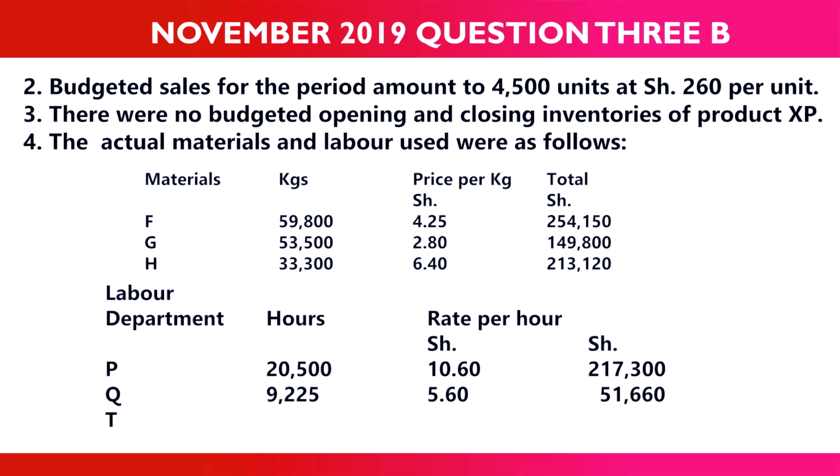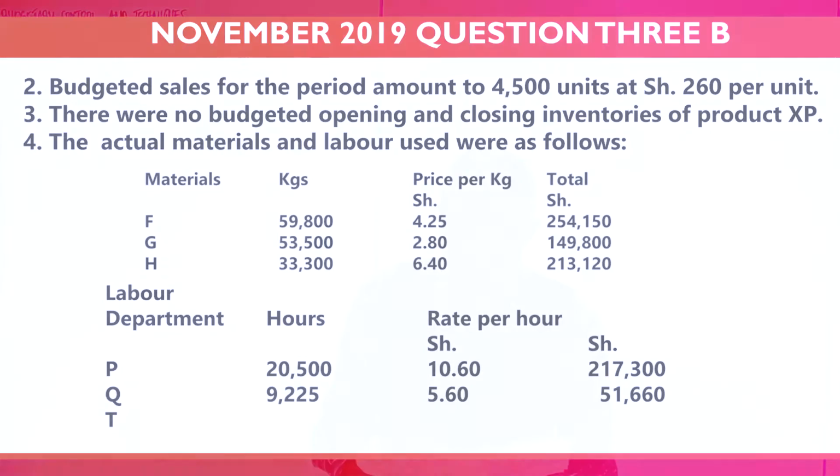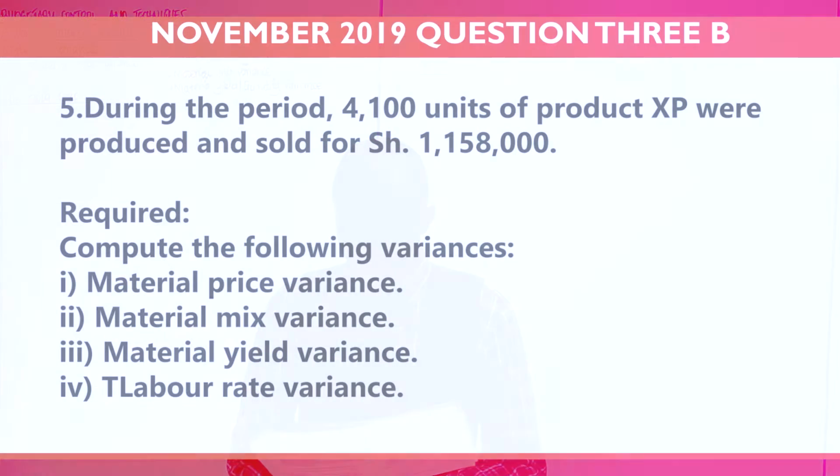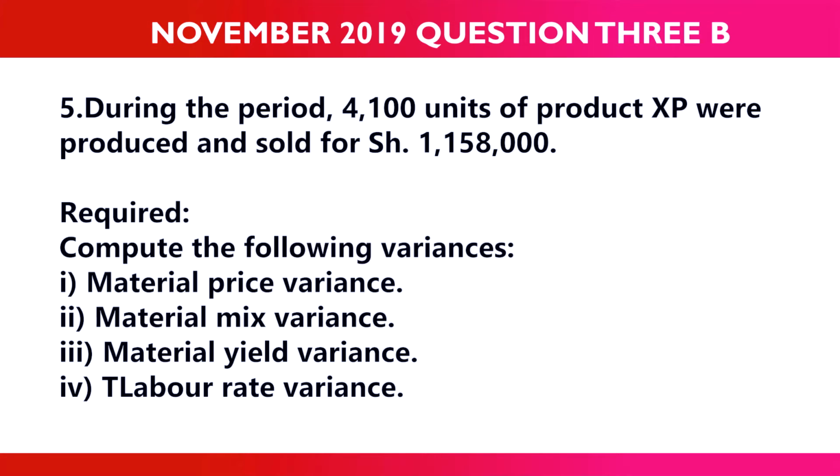The actual materials and labor used are as follows. You have your materials, your kgs, your price per kg, and your total. During the period, 4,100 units of product XP were produced and sold for 1,158,000. Compute the following variances: material price variance, material mix variance, yield variance, and labor rate variance.